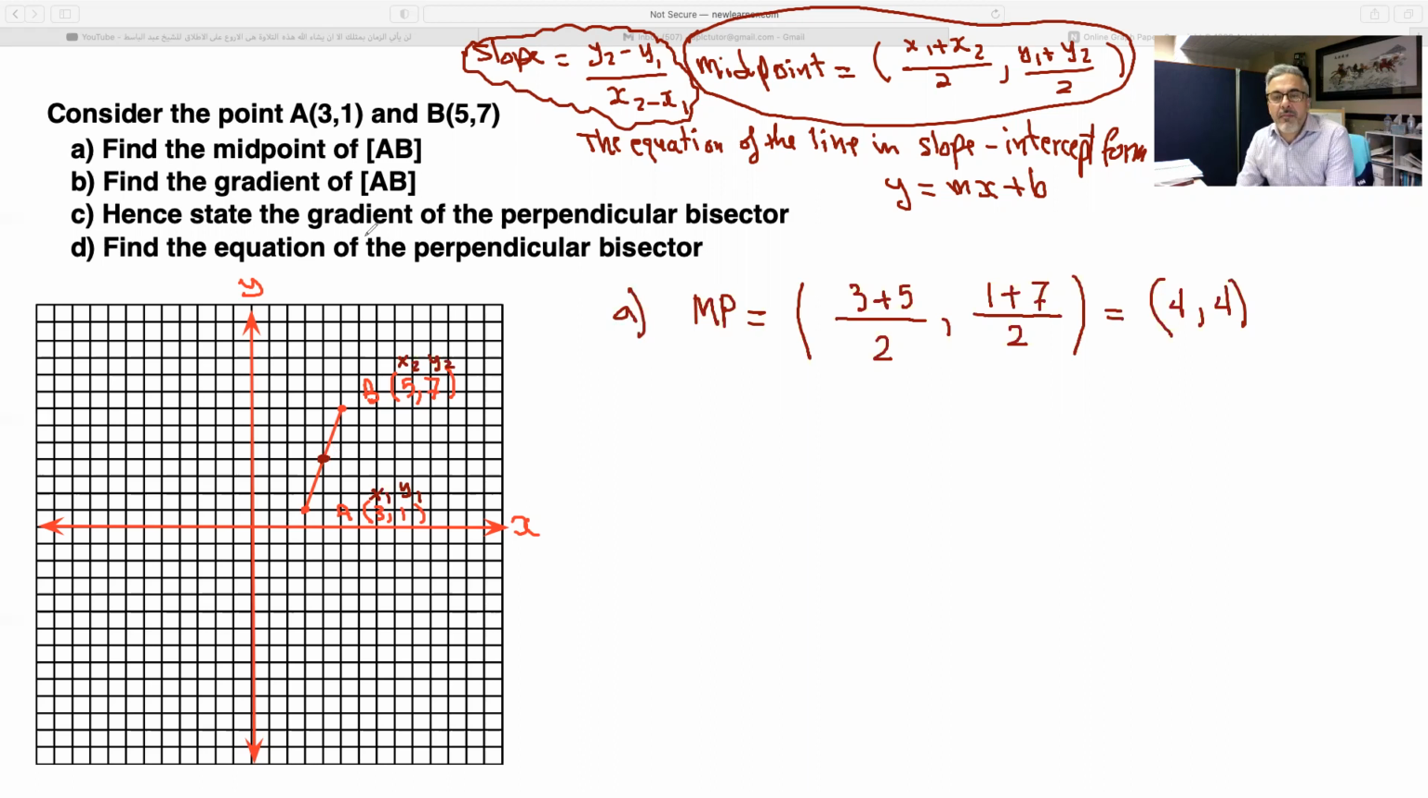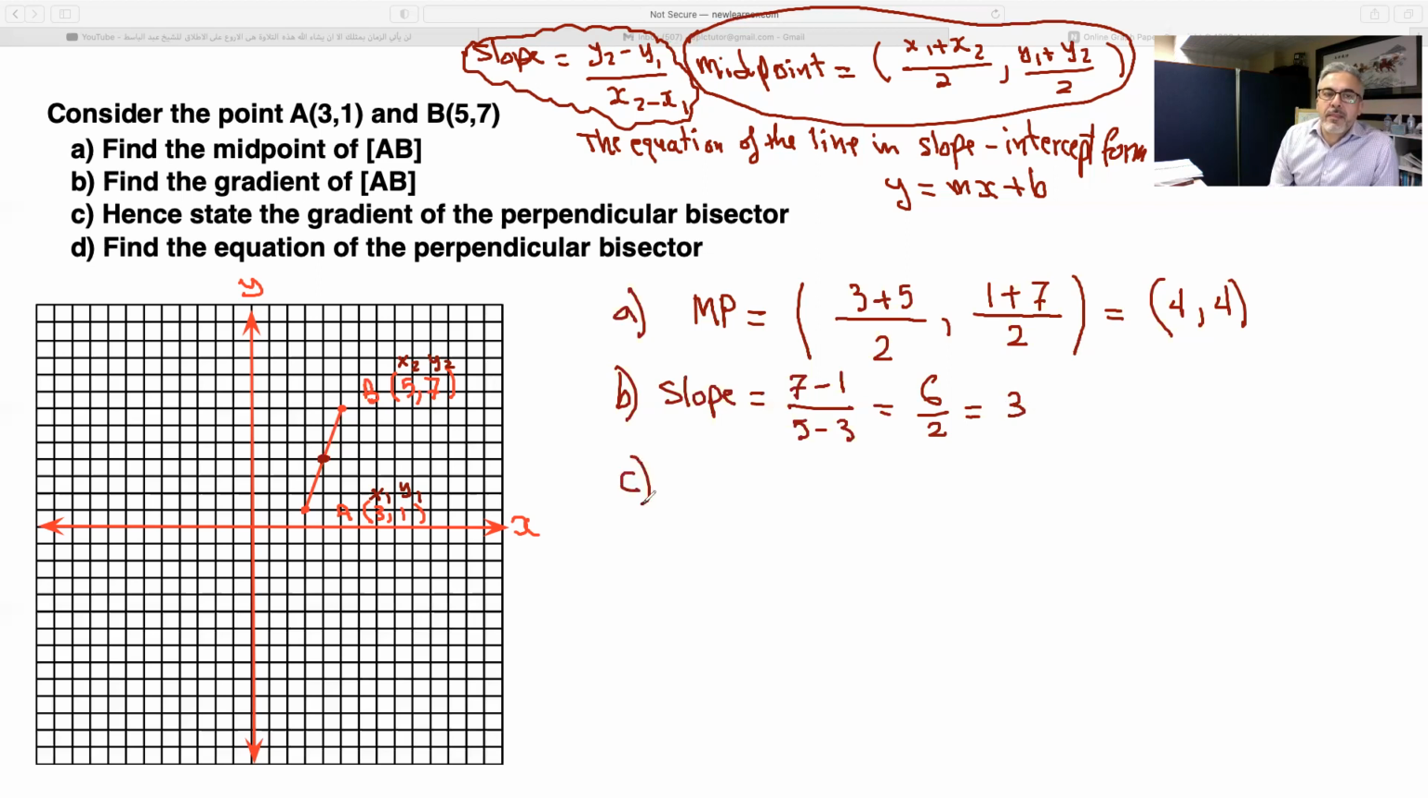And then find the gradient of AB. So the gradient is just another word for slope. A gradient is the same as slope. And we have this equation here that says the slope equals y2 minus y1 over x2 minus x1. So I'm just gonna go here and go y2 minus y1 over x2 minus x1, which is 7 minus 1 over 5 minus 3. So 7 minus 1 is 6, and 5 minus 3 is 2. That gives me 3 for the slope.